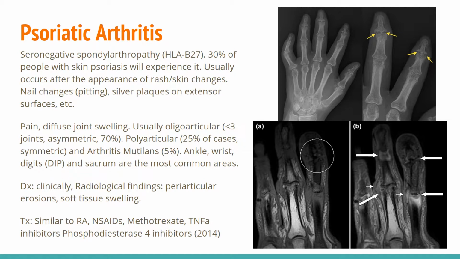Diagnosis is clinical and involves ruling out other causes of arthritis, including rheumatoid. For radiological findings, you'll see periarticular erosions, sometimes severe destruction of the joint, which can be seen in the MRIs here, A and B, as well as soft tissue swelling.